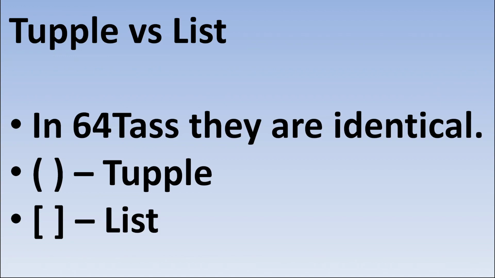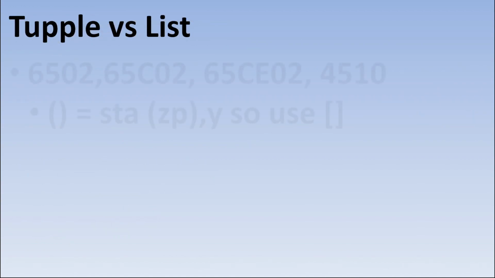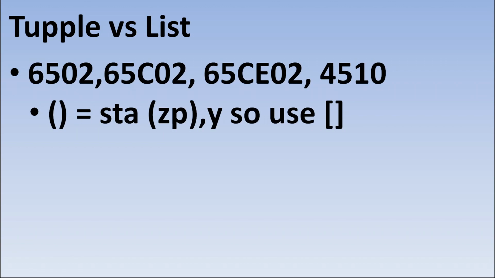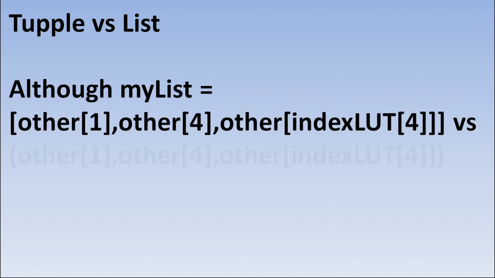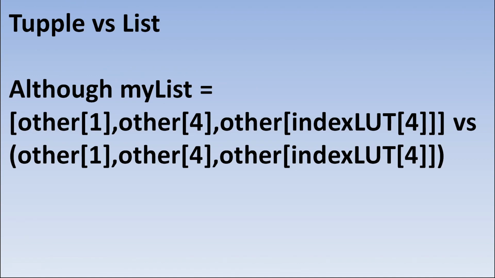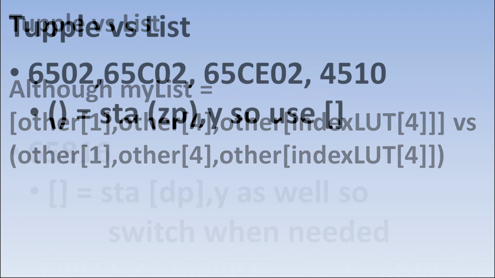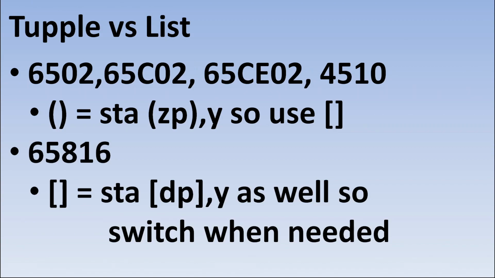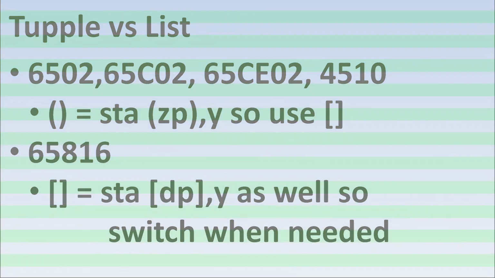Square brackets is for lists, and when doing 6502, 65C02, 65CE02, and 4510, they are the best choice, as it will never be confused with ZP or BP based addressing. However, indexing is always square brackets, so it can be less confusing to use curved brackets. However, when you get to the 65816, which also uses square brackets for long DP, you may want to use curved brackets in some places to keep it clear.